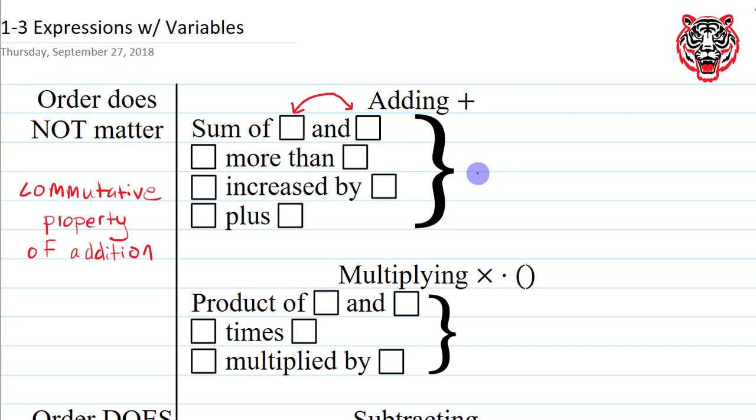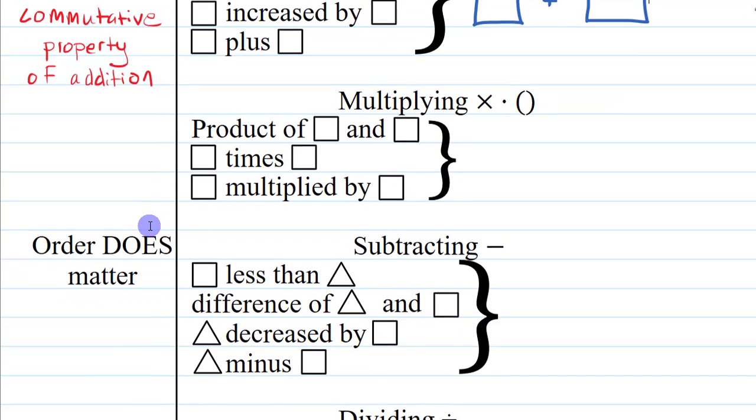So all of these, and we're going to write this down also, all of these turn into whatever box you had plus whatever box. So the sum of something and something, something more than something, something increased by something, something plus something, you just add them together. Pretty straightforward. Hopefully there aren't too many questions there. You don't need to know the commutative property of addition for the test. I just want you to know that's where it comes from.